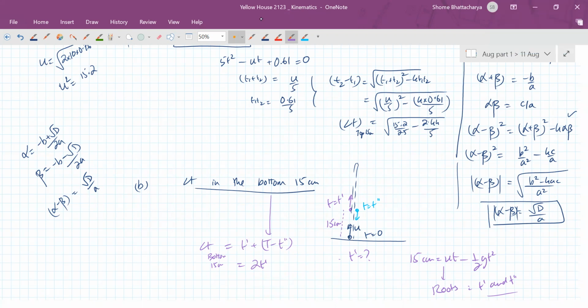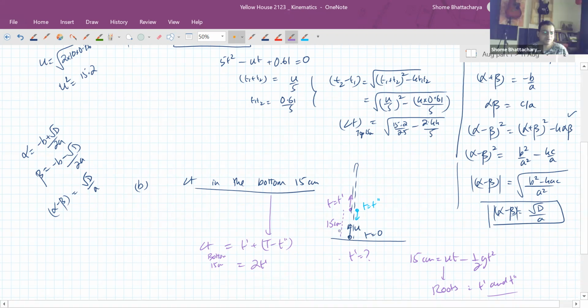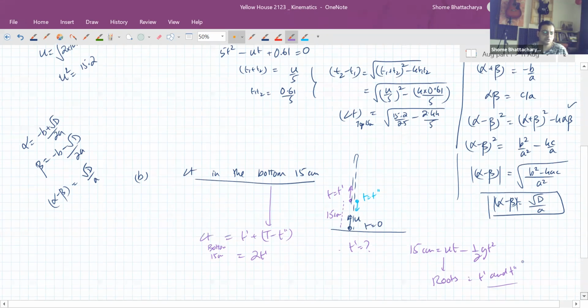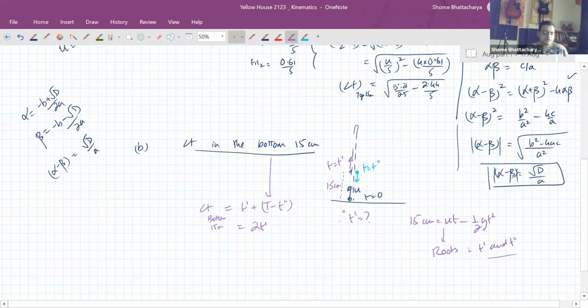So can you explain the B part also? See, in the B part, what we have to find is, in the total journey from ground up to 76 centimeters and back, how much of the time you are spending in the bottom 15 centimeters. You're starting from the ground at t equal to 0. Now you're reaching all the way to a height of 76 centimeters when the velocity becomes 0. But in between, you're reaching a height of 15 centimeters at some point of time.